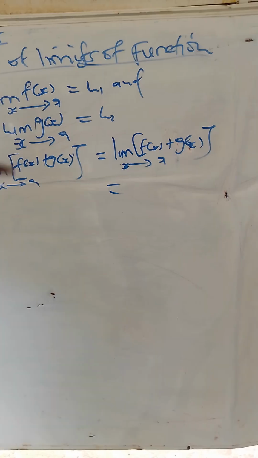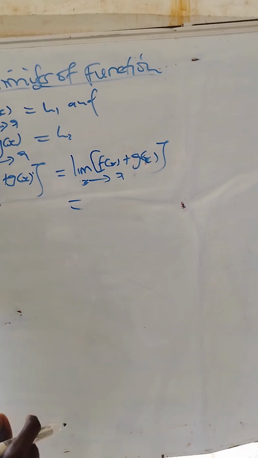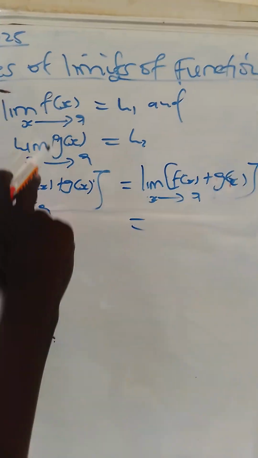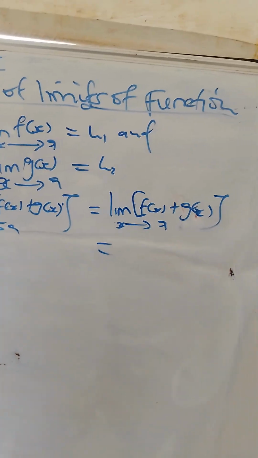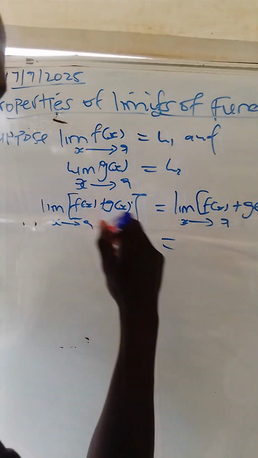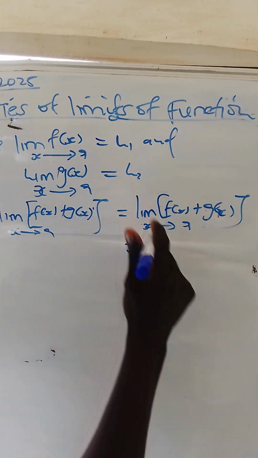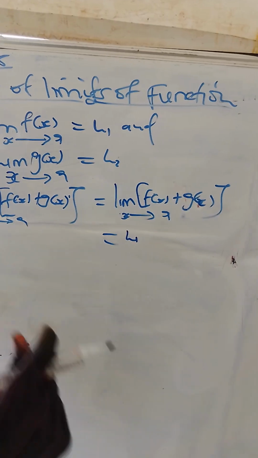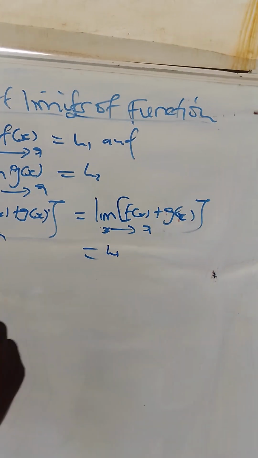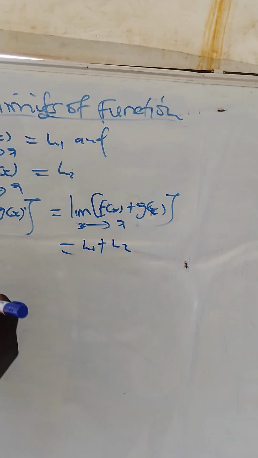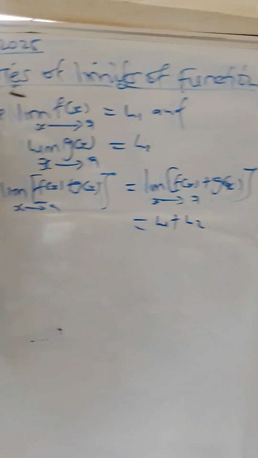But now here we know from up here that the limit of a function f of x for x tending to a, where this a is just a constant, meaning any number is represented by this a, is the same as L1. Now here you don't say again the limit of L1 for x tending to a, but instead you just put L1 plus L2. So this one is our first property.